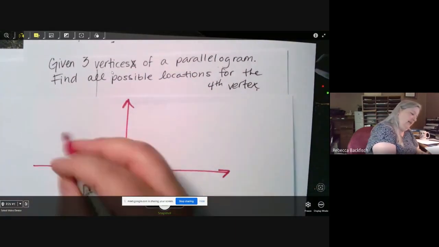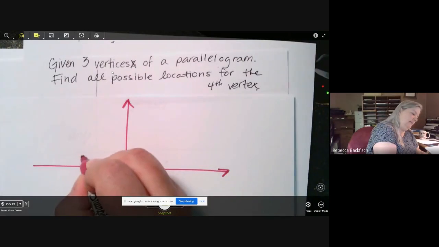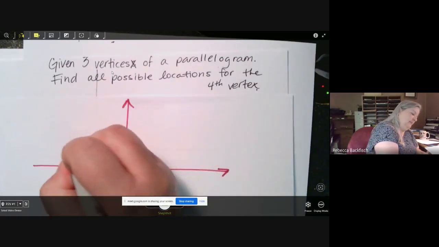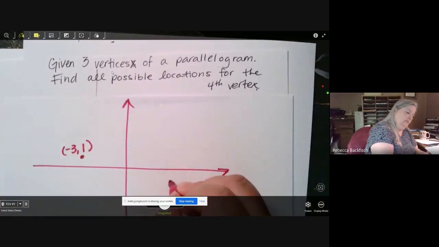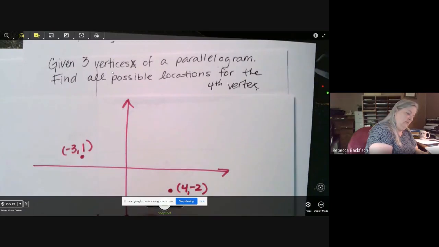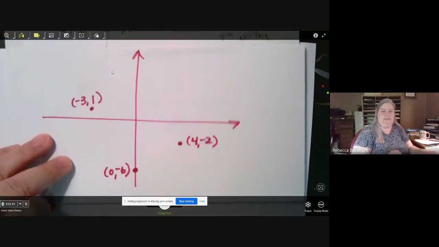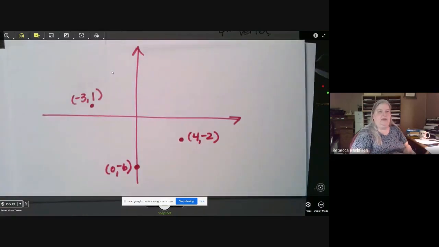Let's say we've got those 3 points. See if you can find the 3 possibilities for another vertex that would make that shape a parallelogram.